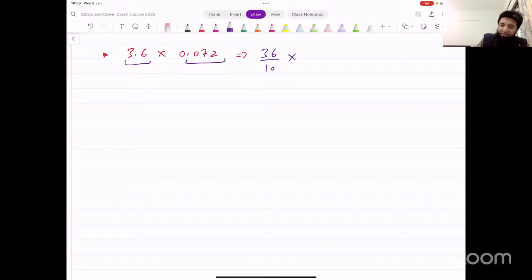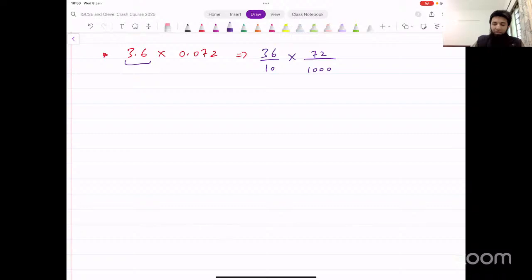0.072. How many decimal places is that? That is 3 decimal places. So you can say 72 divided by 1,000. Now, it's not necessary to put a 0 there. You can just do 72 over 1,000. Okay. Now you've got integer multiplication to do. Do this multiplication, 36 into 72.